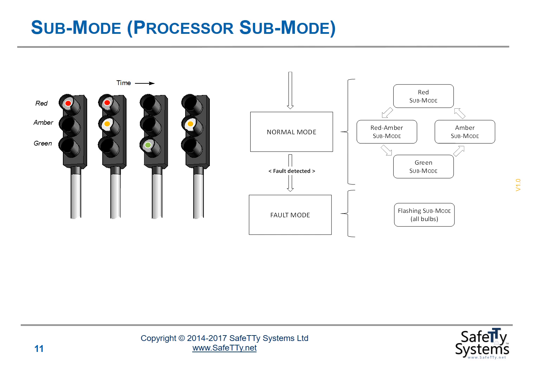So we might have some startup states that are not shown on this diagram. Having completed those startup states and gone through some startup tests, we would enter normal mode. Within normal mode, we have 4 valid submodes that we may enter. If we detect a fault in this system, we go into fault mode. Within fault mode, we've only got one submode. In that submode, all the bulbs are flashing.